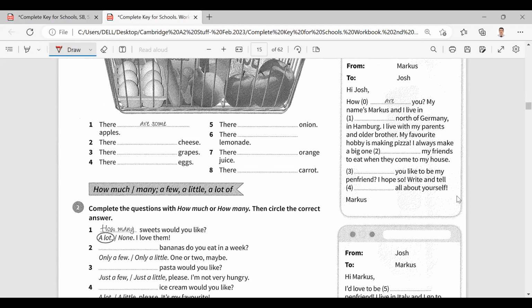You can read it. Hi, Josh. How are you? My name is Marcus and I live in north of Germany, in Hamburg. No. With the directions, because we have unique directions, so you say the. I live in the north of Germany, in Hamburg. I live in the east of Saudi Arabia, in Dammam, for example. Okay, go ahead.